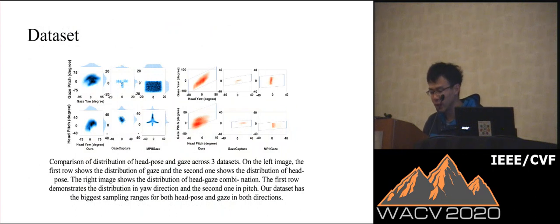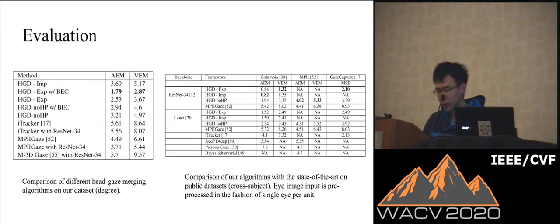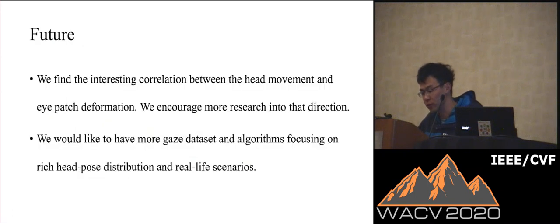As shown in this figure, our dataset covers the largest sampling range for both head pose and gaze in both directions. Our method outperforms the state of the art on both our in-car gaze dataset and other public datasets. More evaluation of methods without head pose information can be found in our paper.